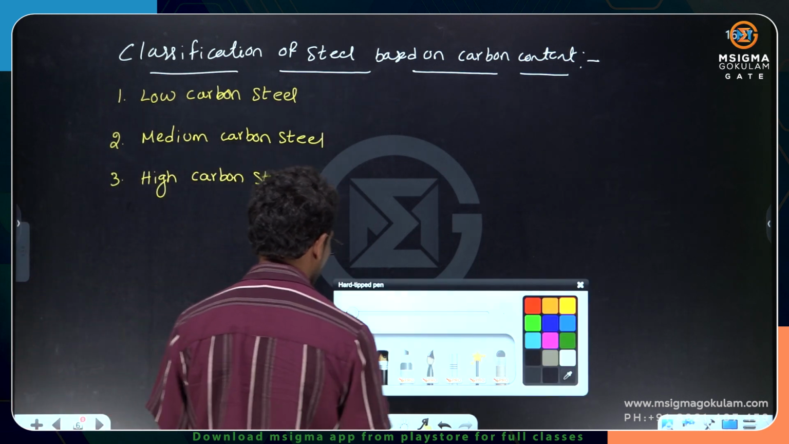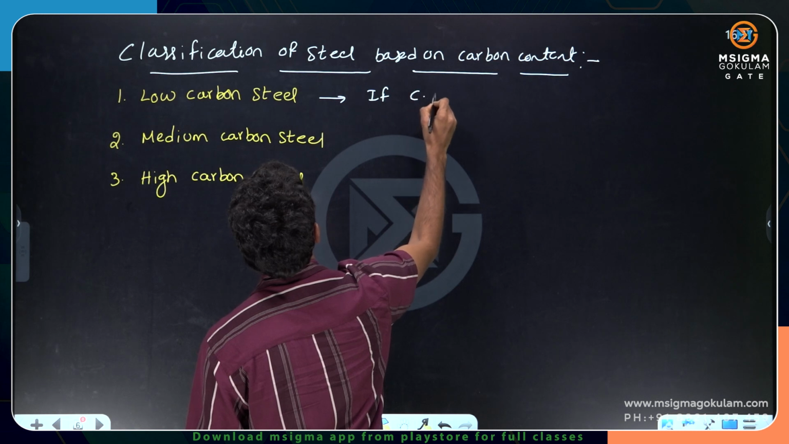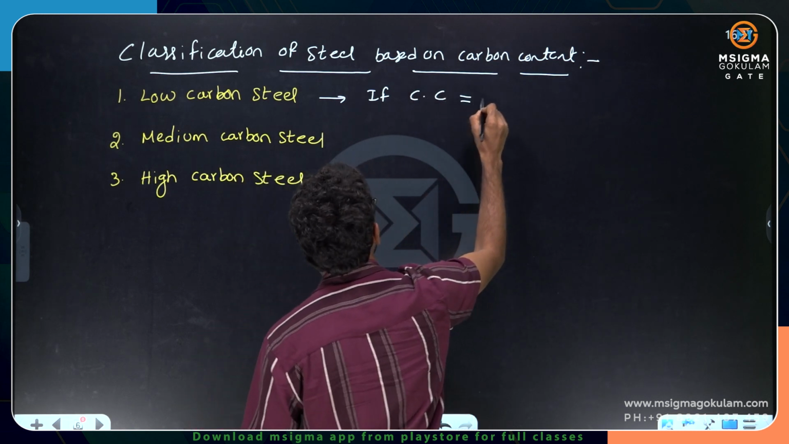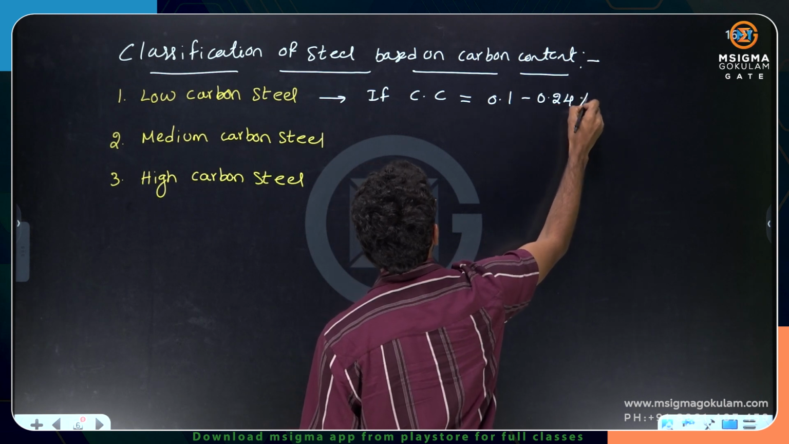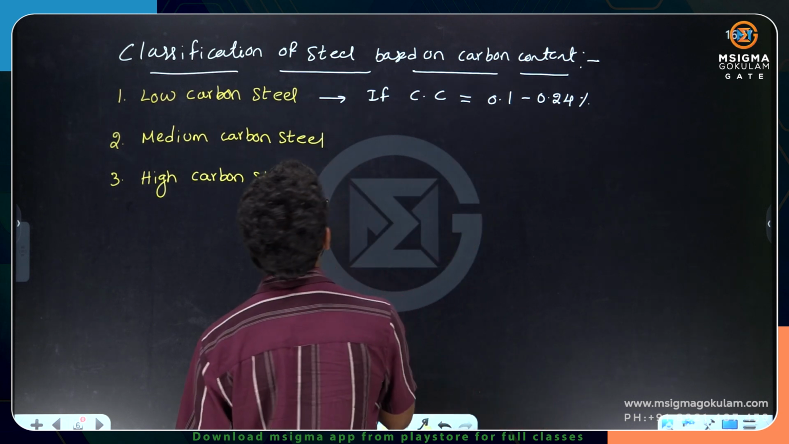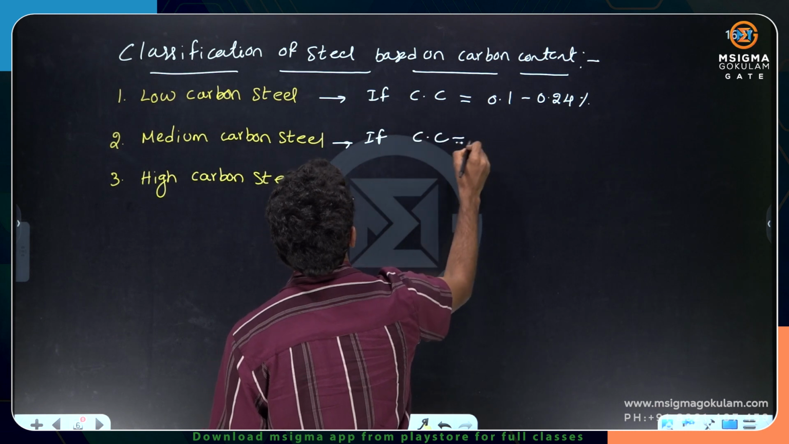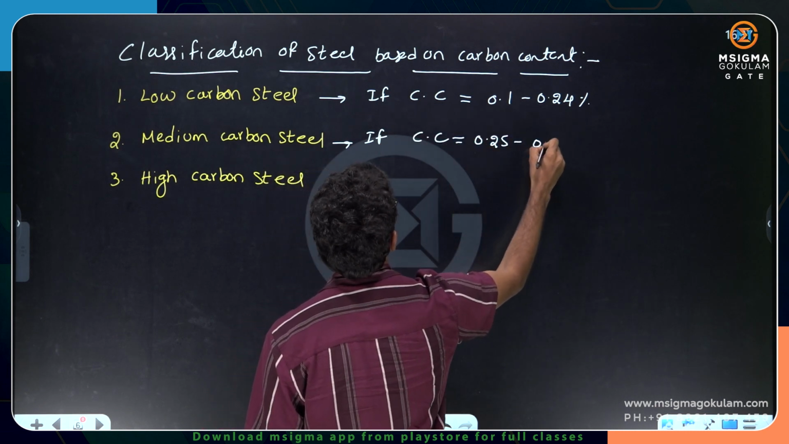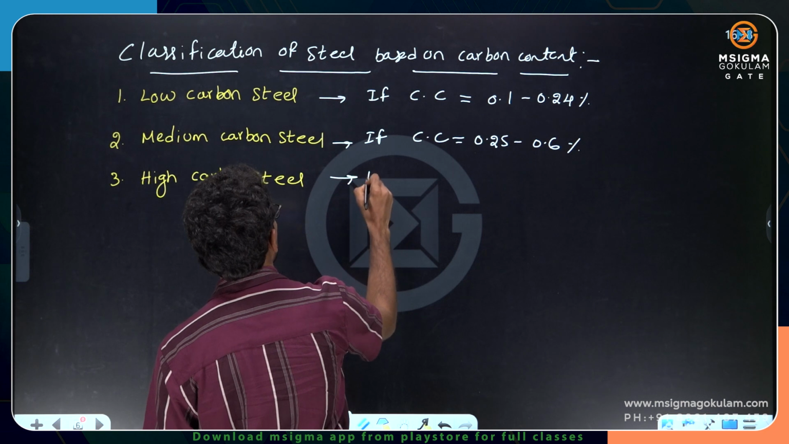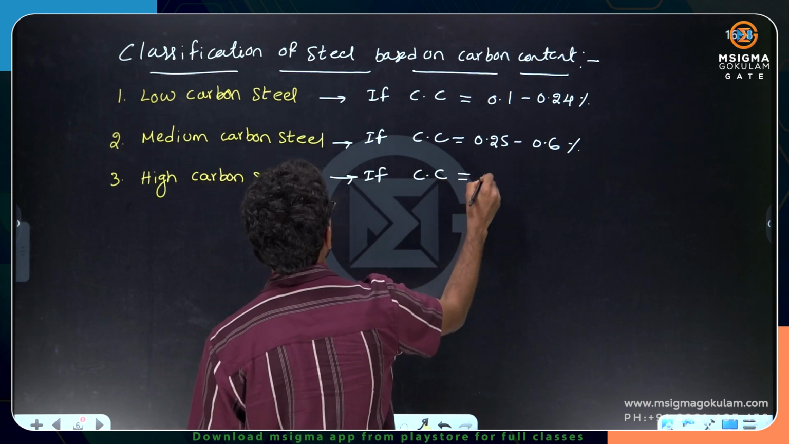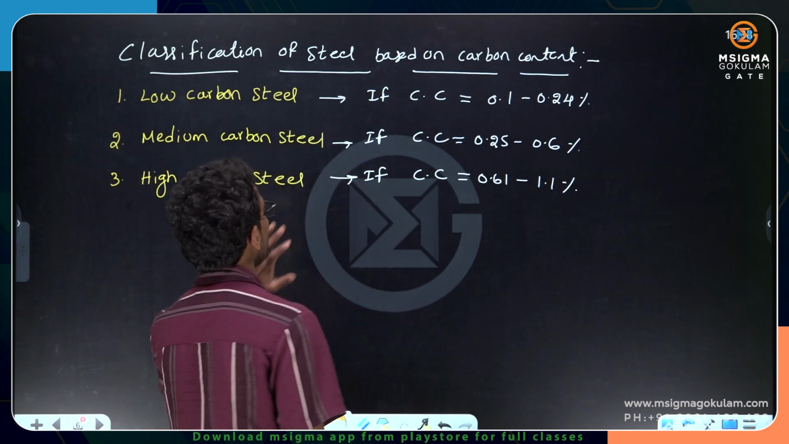So when you call a steel a low carbon steel, typically if the carbon content, Cc meaning carbon content, is in the range of 0.1 to 0.24, or typically nearby 0.25 also, that is called low carbon steel. Whereas if the carbon content is 0.25 to 0.6 percent, then it is called medium carbon steel. Suppose the carbon content you used is 0.61 to 1.1 percent, then it is said to be high carbon steel.